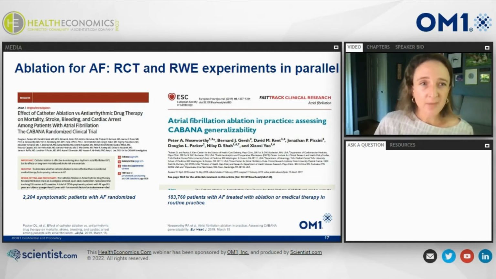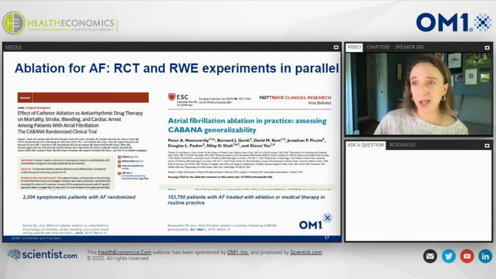The CABANA trial you may know about, published in JAMA a few years ago, included a little over 2,000 patients who were randomized to receive either catheter ablation or medical therapy. What's fascinating about this case study is that in parallel, Peter Noseworthy and colleagues, this is on the right-hand side here, conducted an RWD-based emulation of that trial off of the protocol alone that included nearly 200,000 patients. And this was an effort to explore the treatment effect in routine clinical practice.